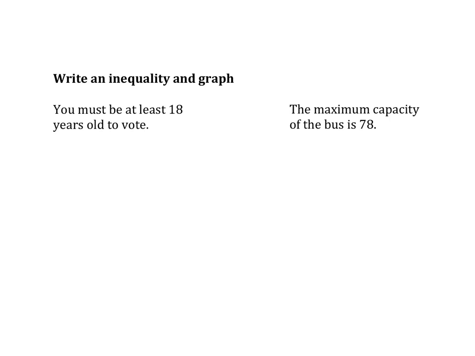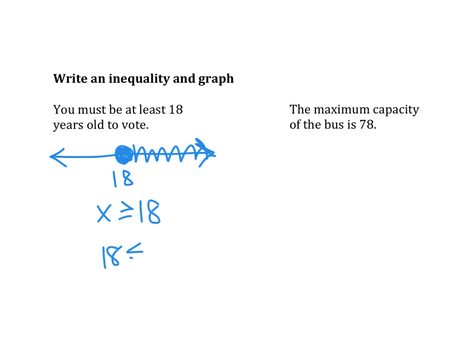Let's try these with write an inequality and graph. Okay, you have to be at least 18 years old to vote. I'm going to start with a graph. So I know that if you're exactly 18, that's okay. So I'm going to make a graph and fill it in because 18 works. Otherwise, you have to be older than 18. The inequality that would go along with that, I could say x is greater than or equal to 18. Someone else might write 18 is less than or equal to x. They're both fine. They both say exactly the same thing.